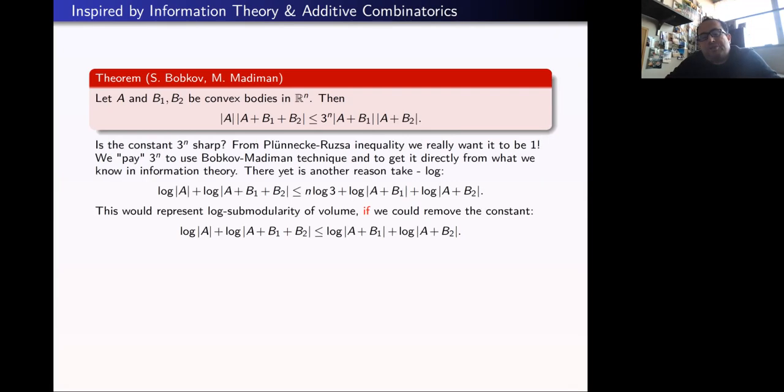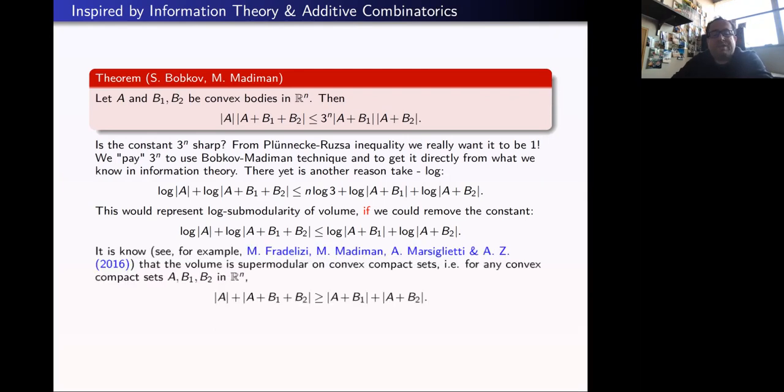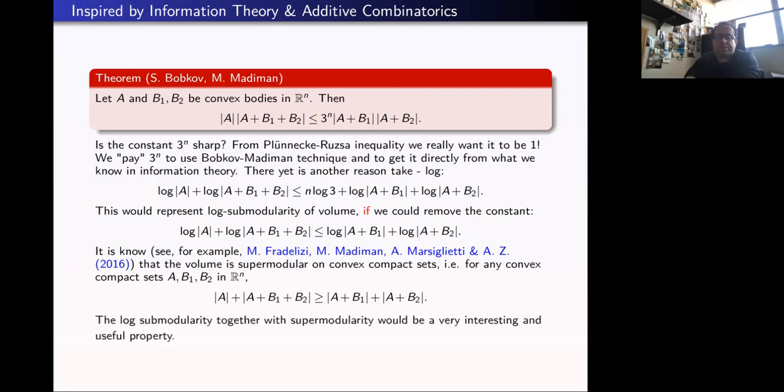It would be really cool to remove it, because if you removed it, you could start saying that volume is actually what's called log submodular. If you've never seen those things, it's exactly the definition of what log submodular is. For example, I wrote our names, but it's trivial to show that if you reverse the inequality, and don't ask for multiplication but ask just for summations, something like this is absolutely trivially true for convex sets. It just follows from the property of mixed volumes. So it would be really cool to remove this 3 to the n.